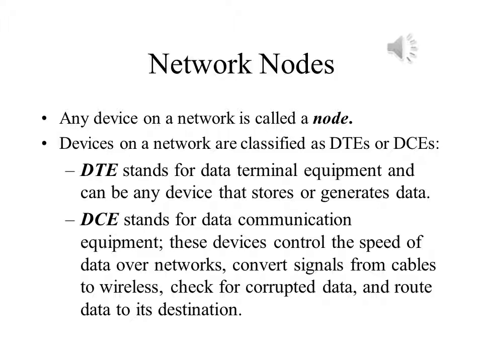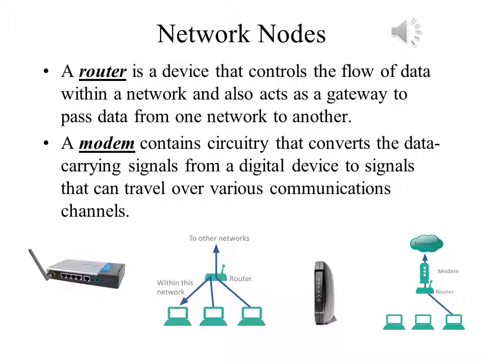DCE stands for Data Communication Equipment. The network exists so that the DTE can send and receive data. The DCE exists to enable this communication to happen. There are two pieces of data communications equipment that we need to talk about. A router is a device that controls the flow of data within the network. It also acts as a gateway of sorts for data that is passing from one network into the other.